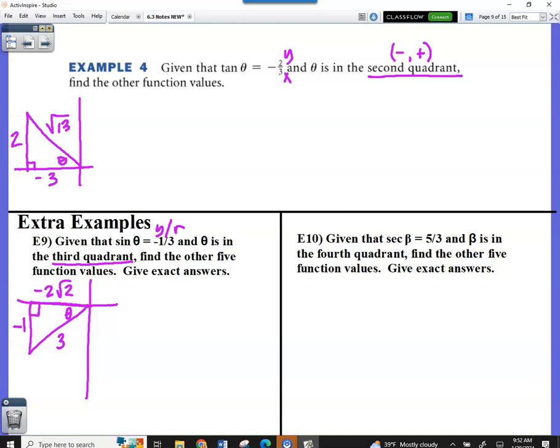All right, so your answers here. Sine they give you. Cosine is -2 root 2 over 3. Tan is root 2 over 4. Cosecant is -3.